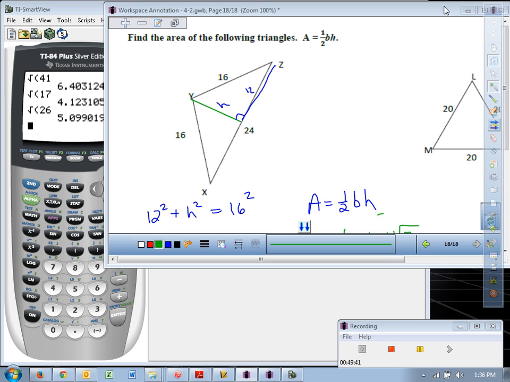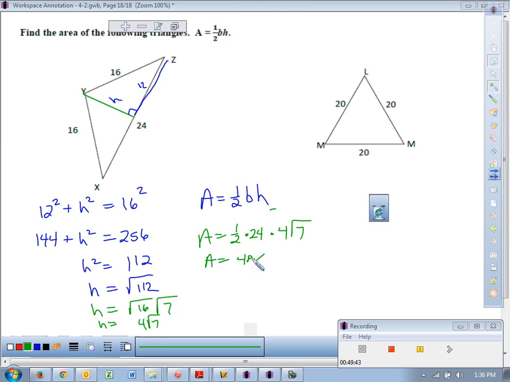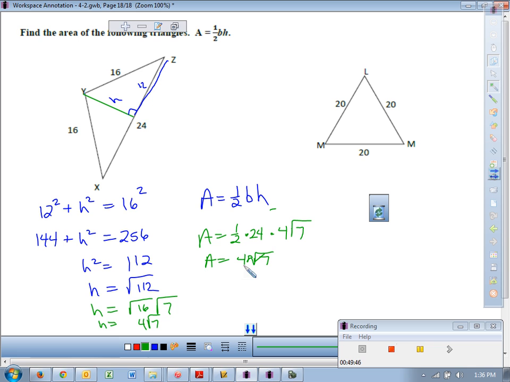Boy, this pen is not very, sorry. This pen is all over the place. So it's 48 radical 7. Sorry if you can't, let me rewrite it. This pen is not a good pen. 48 radical 7.